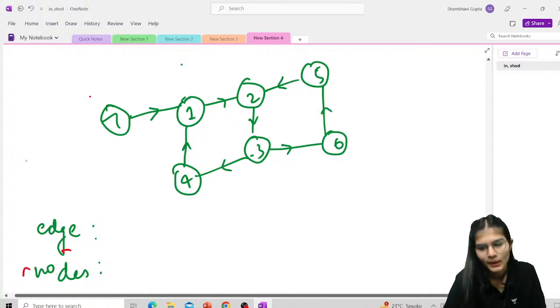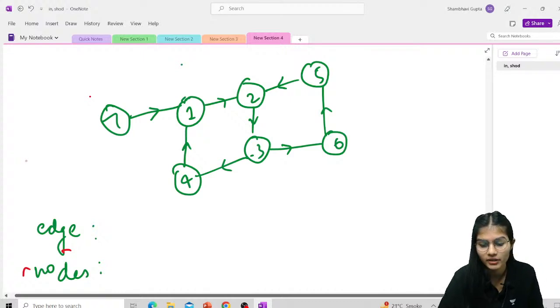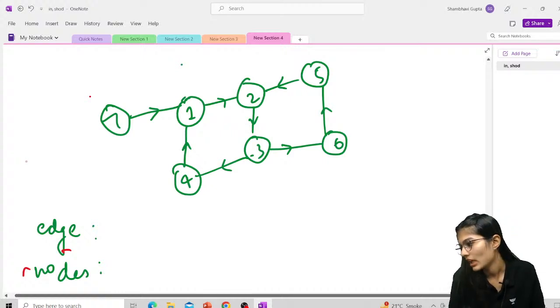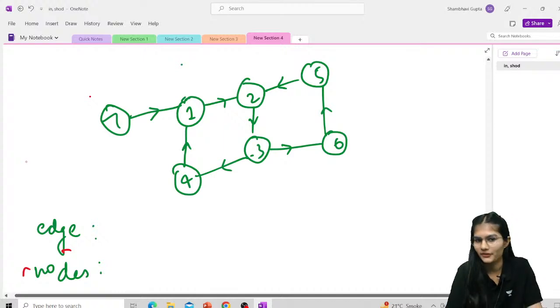Rest, what are your points over this? Edges, do you have edges? Nodes? What do you have? I was thinking 3 is an edge, but not. Okay, 3. Okay, fine.